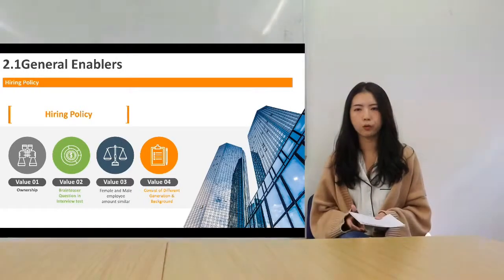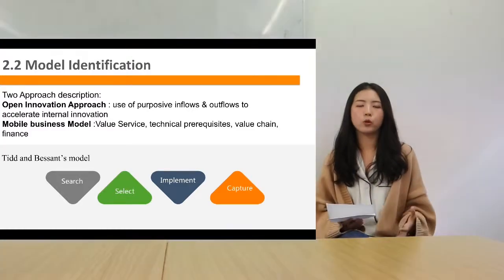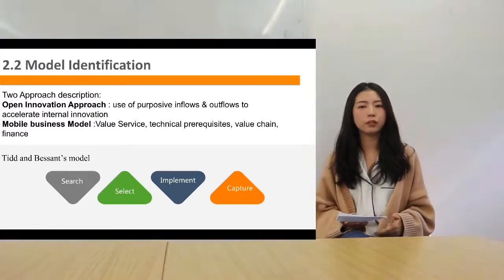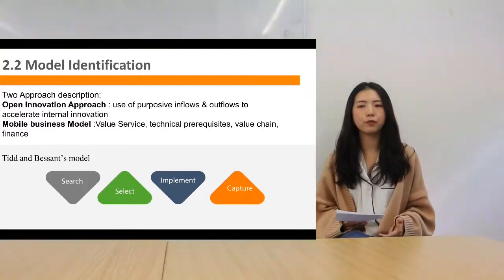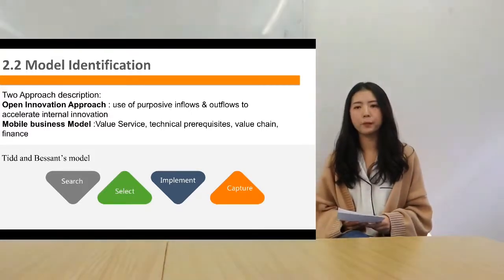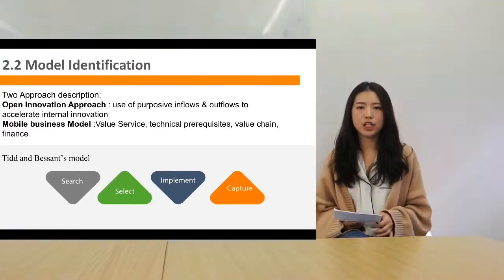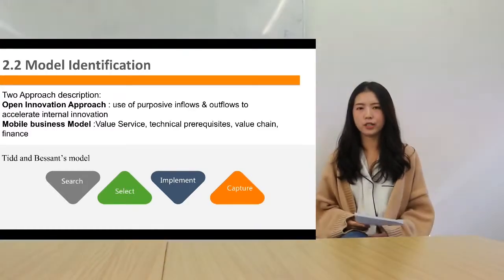They are also likely to build their groups with different generations and cultural backgrounds. The second part is about their model identification. There are two approaches. The open innovation approach uses proposed inflows and outflows to accelerate internal innovation. The second one is the mobile business model, which consists of four main parts: value service, technique, value chain, and finance. Welcome my partner Karina to give you more information.